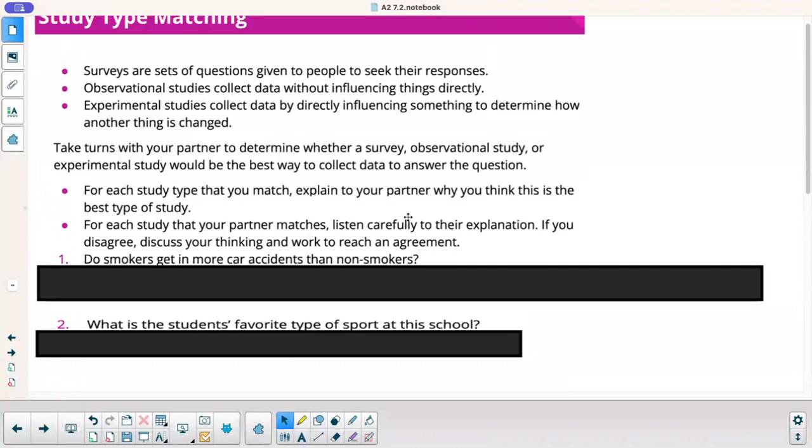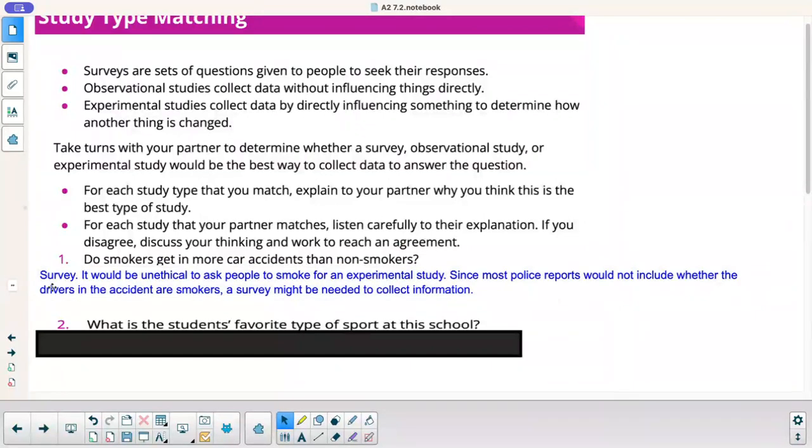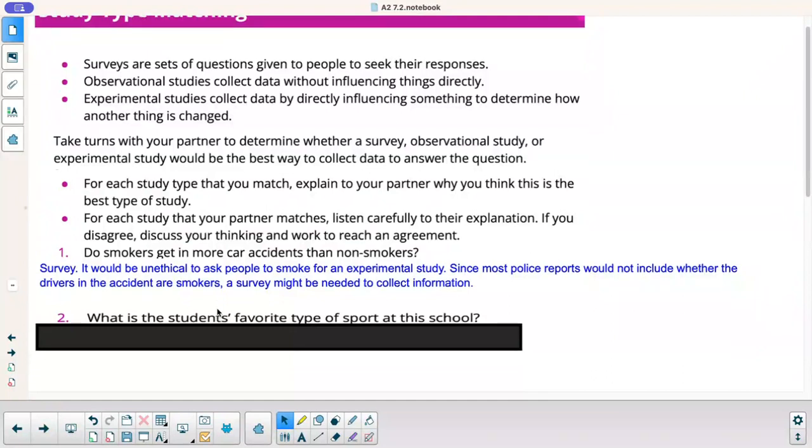All right, so I'm not going to do this with a partner. I'm just going to do it by myself here. So the first question: do smokers get in more car accidents than non-smokers? I think a survey would probably be the only way to do that. It would be unethical to ask people to smoke for an experimental study. Since most police reports would not include whether the drivers in the accident are smokers, a survey might be needed to collect information. It would be hard to do an observational study. You could get data from police records, but it's not going to give you enough information because it won't tell you if they smoke.